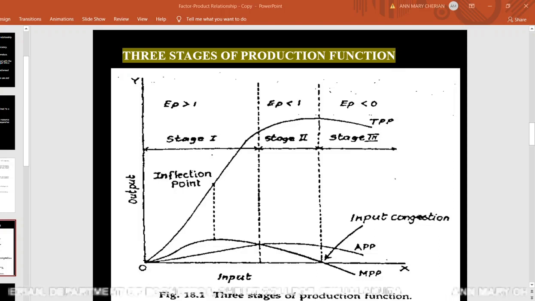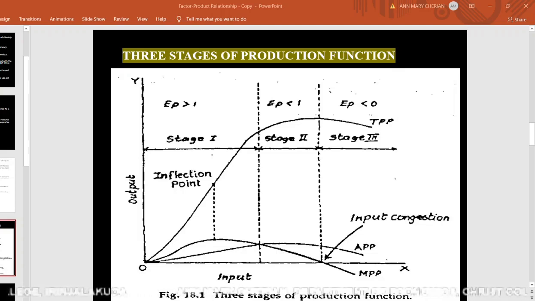Stage 1 starts from the origin and it ends at the point where the marginal physical product curve meets the average physical product. So stage 1 starts from the origin O and it ends where the average physical product curve and marginal physical product curve intersect each other. So this is the range of stage 1.